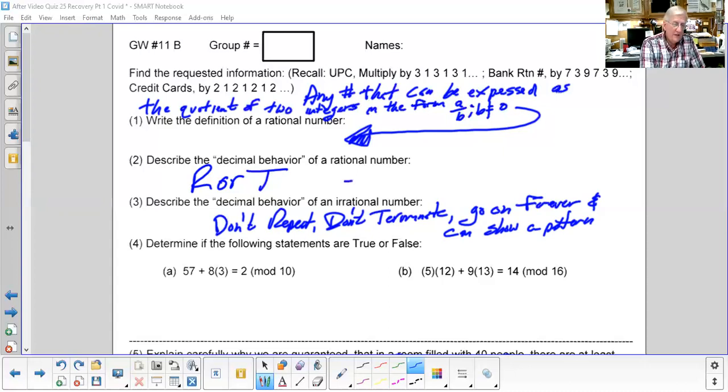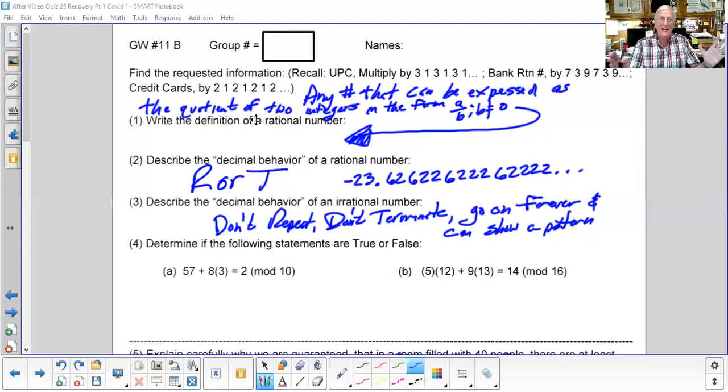Negative 23.62, 622, 6222, 62222, and so on. The pattern continues to grow in size as the number goes on to infinity. The three dots are saying to us, it continues in the same pattern. So you know it's going to continue to grow in exactly the same way.